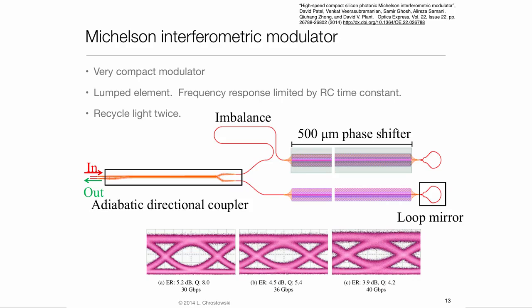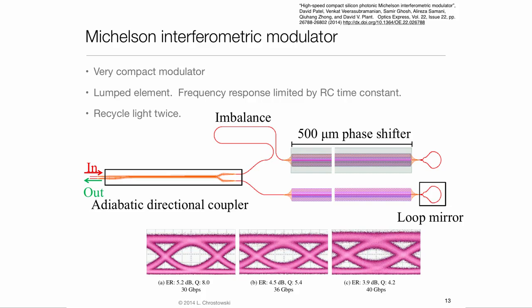Another way to build a modulator is to use a Michelson interferometer configuration. The light is split in 2 using an adiabatic splitter. At the end of each waveguide is a mirror, implemented as a loop. The advantage of this structure is that light passes through the waveguide phase shifters twice, hence is potentially 2 times more efficient as compared to the MZI structure.